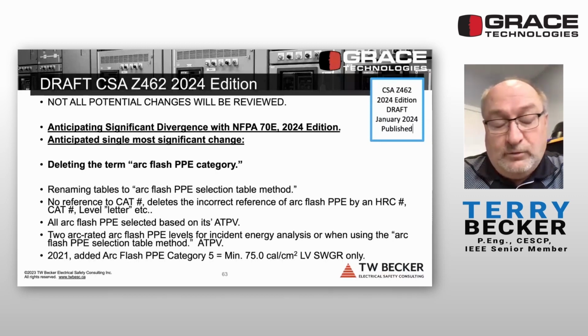And as I mentioned earlier, we already added this category 5. Well, instead of category 5, it's going to say for low voltage switchgear, minimum 75 calories per centimeter squared ATPV arc flash PPE required. I like this change, and it gets rid of this whole confusion. And then employers always should have had just 2 arc rated clothing level choices, or arc flash PPE choices, 8 to 12, or an arc flash suit greater than 12: 40, 51, 75, 100, or 140 calories per centimeter squared.